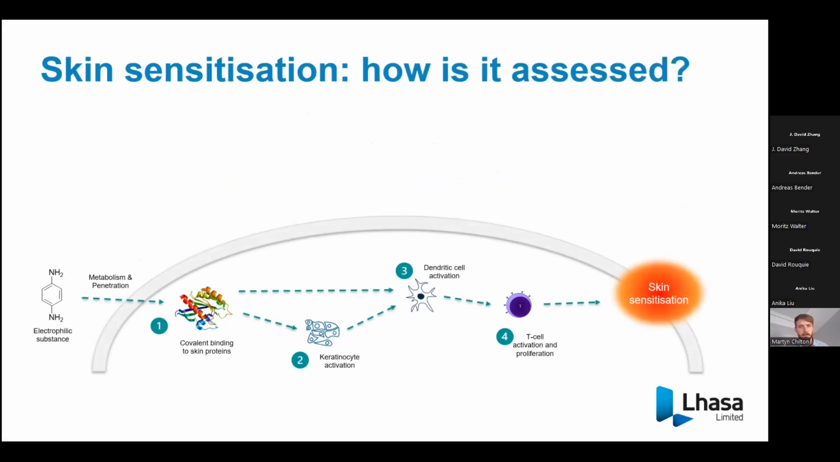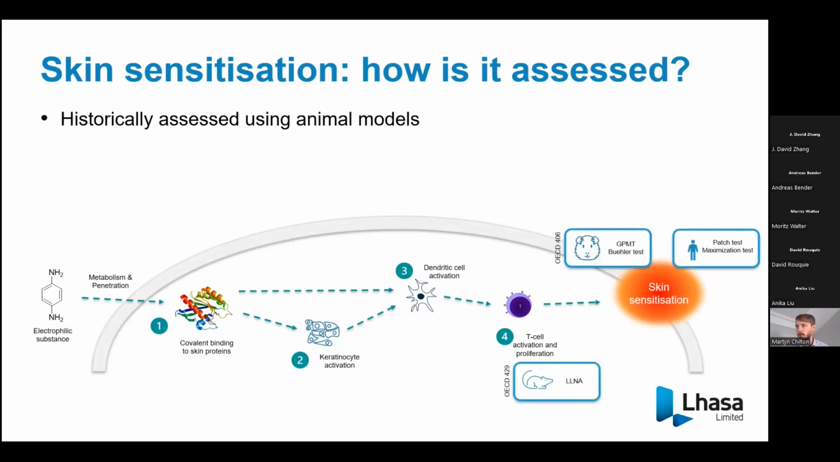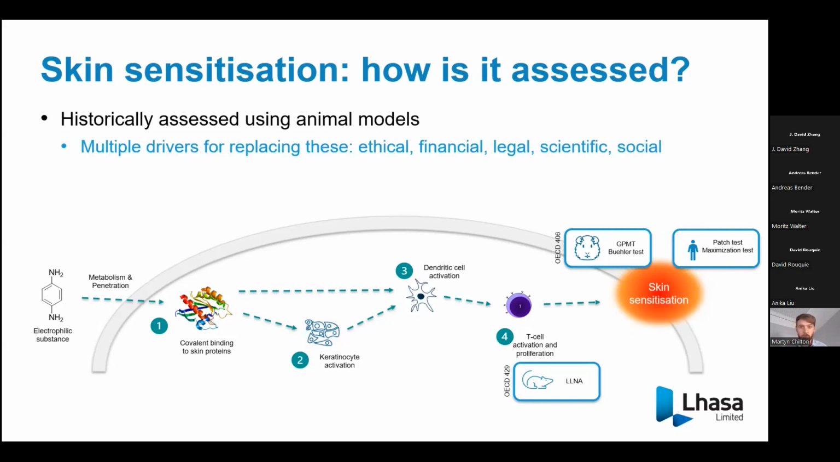In terms of how skin sensitization is assessed, historically that would have been using animal models. So typically guinea pig tests or the local lymph node assay in the mouse. And in some cases, there will be human exposure data as well in the form of patch tests, diagnostic testing, that sort of thing. But again, in line with lots that we've seen already today, there's been lots of drivers for people to move away from those animal models towards new approach methodologies. So yeah, lots of reasons for that. Ethical, financial, legal, scientific, social, as I've said there.